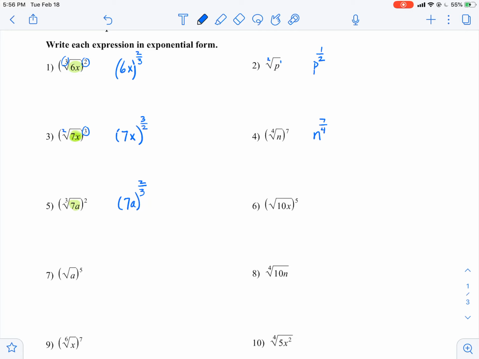Okay, I'm going to give you a minute to try number 6 and see what you get. Okay, so the 10x is all underneath the radical, so that should be put in parentheses. The power is 5, the root is 2, so 5 over 2. Okay, go ahead and try number 7. So a is the only thing underneath the radical, therefore I do not need any parentheses. The understood 2 because it's a square root, so 5 over 2.